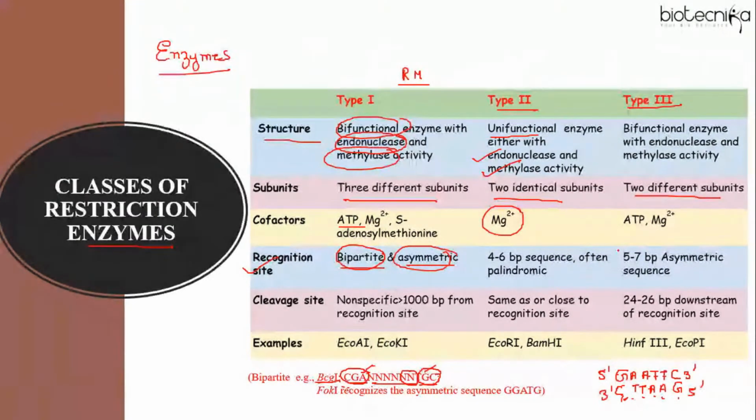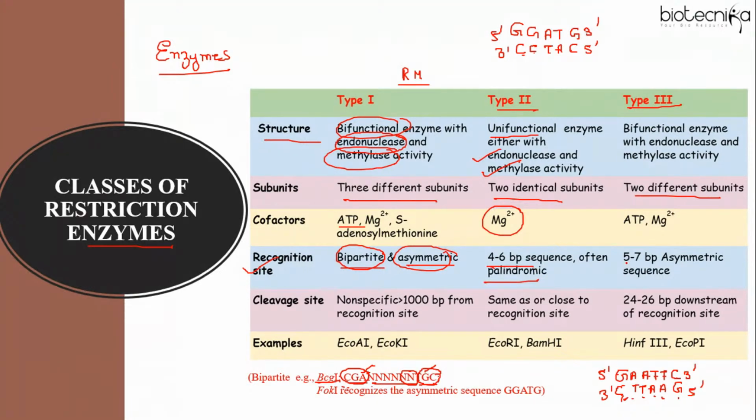But asymmetric sequences are those which are not palindromic. They don't have symmetry. For example, if I read this sequence 5' to 3', it is GGATG. Now, if you write the sequence on the other strand, it is CATCC. So this is not palindromic, right? They are not read the same in both directions. So this is asymmetric. However, type 2 often recognize a 4 to 6 base pair sequence and they are palindromic.